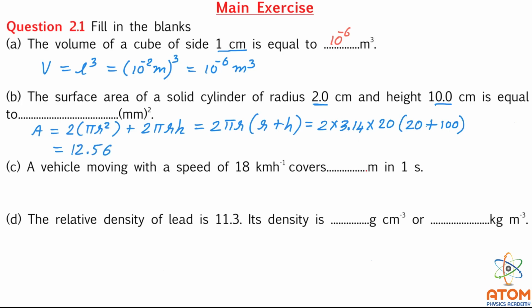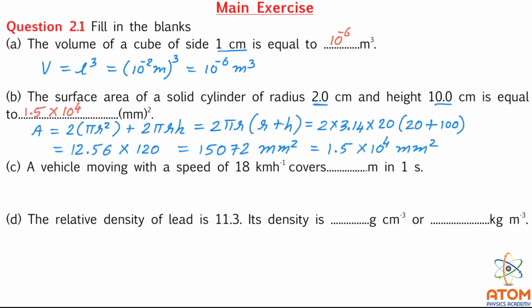So solving this, the first stage will be 12.56 into 120, and then finally solving this we will get 15072 millimeter square, or you can also write it as 1.5 into 10 raised to 4 millimeter square. And so our answer that we can write here is 1.5 into 10 raised to 4 millimeter square.